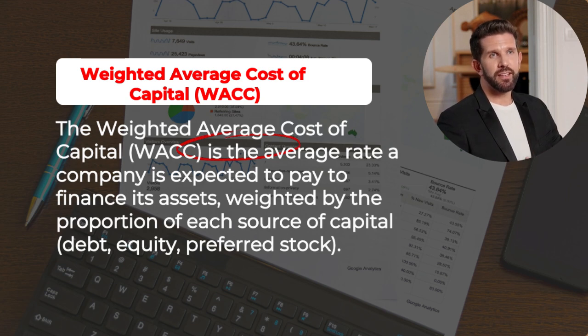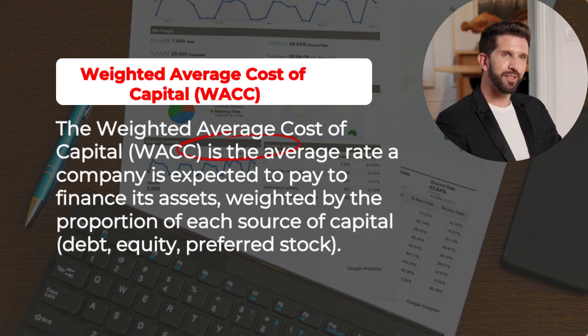Formula: WACC = (E/V) × KE + (D/V) × KD × (1 - T) + (P/V) × KP, where E is the market value of equity, D is the market value of debt, P is the market value of preferred shares, V = E + D + P, KE, KD, KP are the costs of equity, debt, and preferred, and T is the tax rate. WACC is the standard discount rate for evaluating investment projects with similar risk to the firm's average operations.